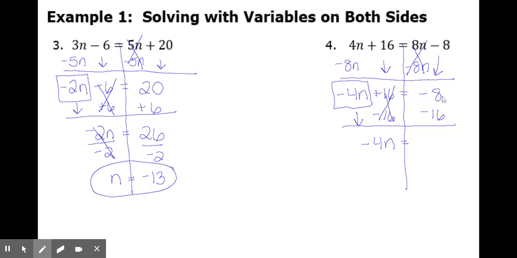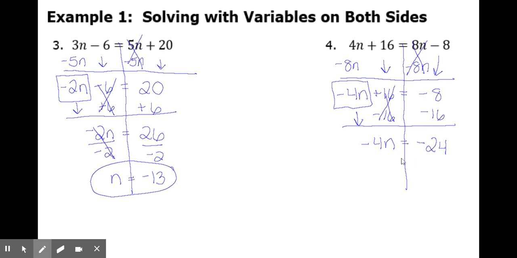If you're using a calculator, just type that straight in. But if you're using your integer rules from middle school, I have same signs, so I add. 16 plus 8 makes 24. Keep the sign of the bigger number. 16 is bigger and it was negative, so I bring the negative along with it.